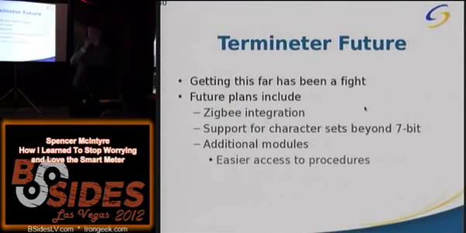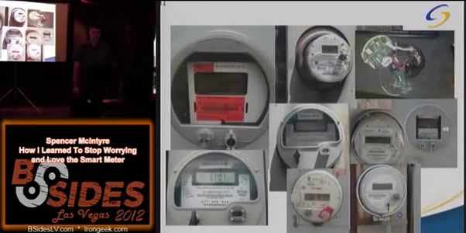Future plans: I'm going to try to eventually integrate Zigbee into it, as well as additional character sets, because UTF-16 is popular outside the United States, although I don't understand why they're deployed. Of course, additional modules, number one goal is to get more additional modules in there. Eventually, I do want people to be able to read watt hours or whatever like that, things to interact with the DOU information on there.